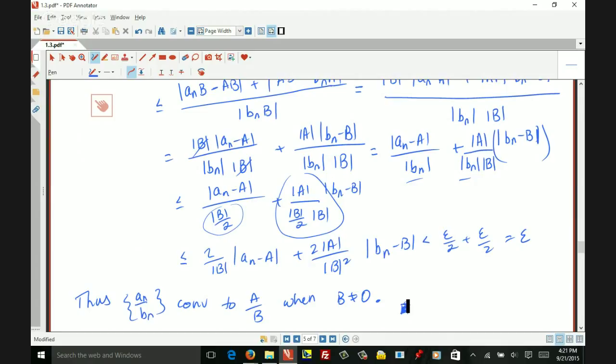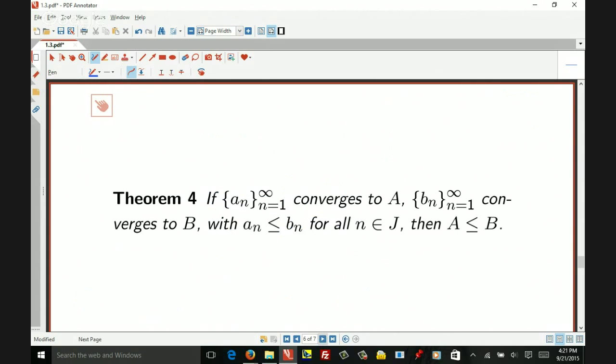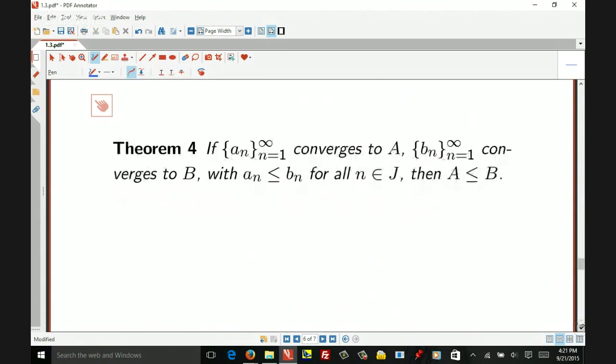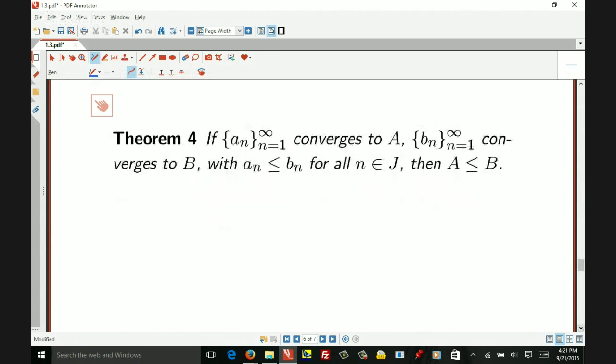Okay, that was all of our theorems up to now. We have 2 last theorems here. If a_n converges to a, and b_n converges to b, with a_n less than or equal to b_n for all n, then a is less than or equal to b. This is not quite the squeeze theorem, but very close. Let's prove it.